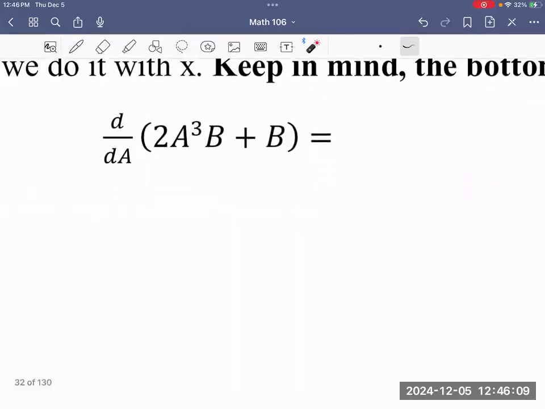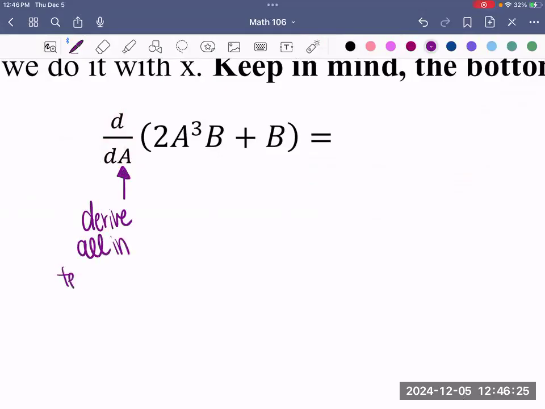So if we had an expression like this, d over dA, which variable are we meant to derive? Well, we're meant to derive everything in terms of a. So you're going to treat this expression as if b isn't so much a different variable, so much as we're looking at a to be the one that we're deriving. And so nothing else really matters numerically.